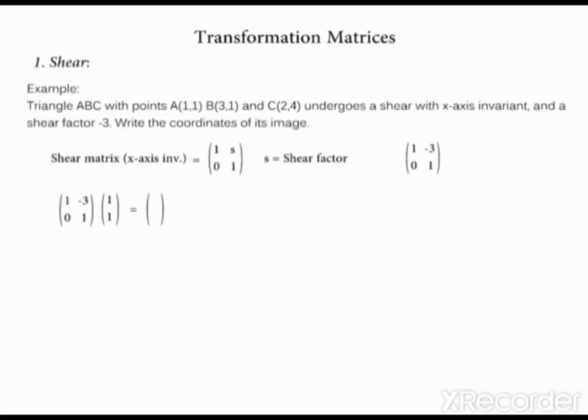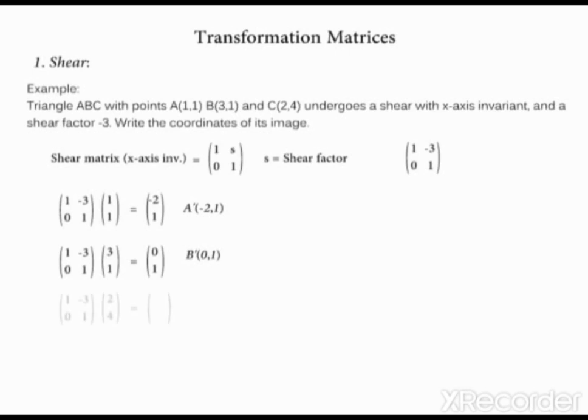3 times 1 is minus 2. 0 times 1 plus 1 times 1 is 1. So A prime has coordinates minus 2, 1. Point B, 1 minus 3, 0, 1 times 3, 1 will give us 1 times 3 plus minus 3 times 1 is 0. 0 times 3 plus 1 times 1 is 1, and therefore B has coordinates 0, 1.